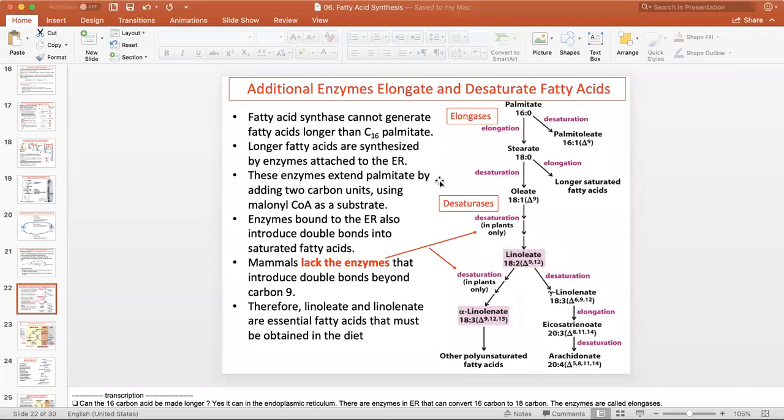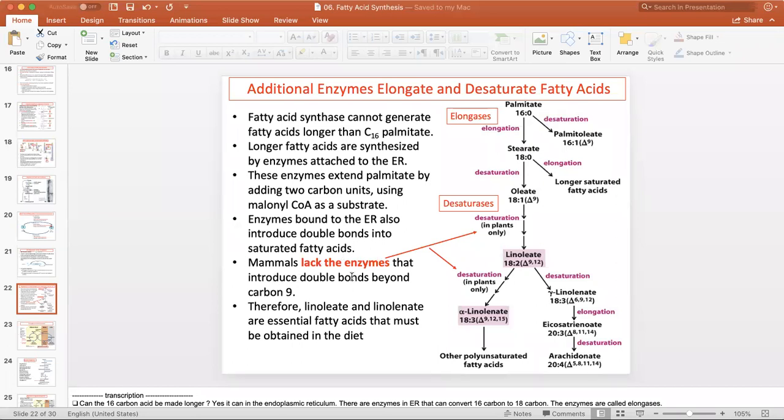These enzymes extend the palmitate by adding two carbon units using malonyl-CoA as a substrate. Again, the same malonyl-CoA. Enzymes bound to the ER also introduce double bonds onto the saturated fatty acids. Now they are adding the double bonds. Remember our previous steps were not able to form a double bond or elongate after 16, but these enzymes are able to form the double bonds and the longer chain fatty acids.